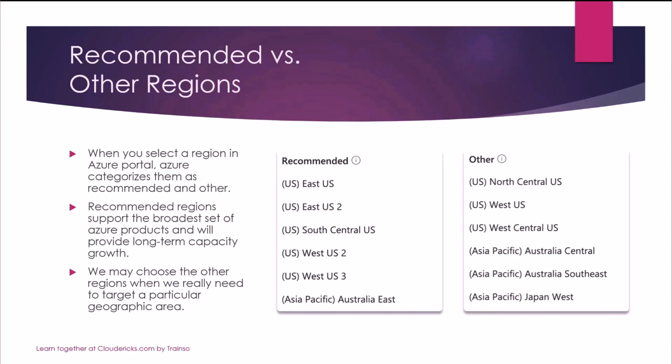to an other region. We may, however, choose the other regions when we really need to target a particular geographic area. For example, if there is a compliance requirement to keep data in a geography and there are only other regions available in that geography, we will have to go with other regions, right? These are some of the current recommended and other regions I can see from the portal. I will show this quickly when we discuss Azure resources and creation of virtual machines.